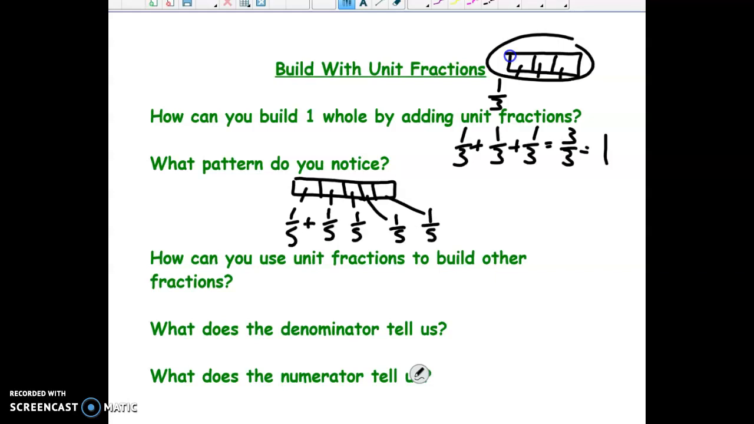So really we could write this like an addition problem. How many 1/5ths do you need to make 5/5ths or one whole? 5. 1, 2, 3, 4, 5.